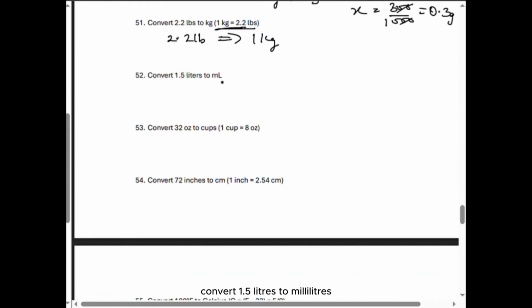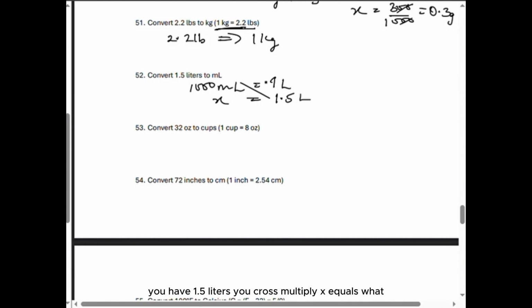Convert 1.5 liters to milliliters. Remember that we said 1000 milliliters equals 1 liter. So you're looking for milliliters, x, when you have 1.5 liters. You cross multiply, x equals what? 1.5 times 1000. So you have 1500 milliliters. That's for question 52.